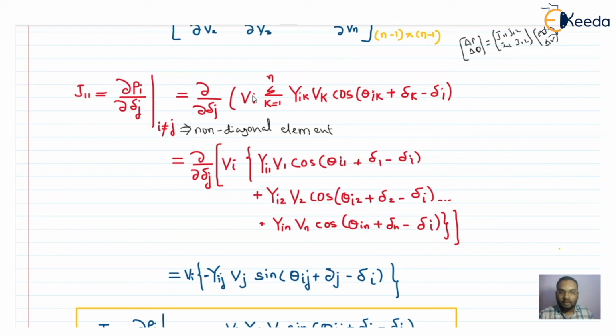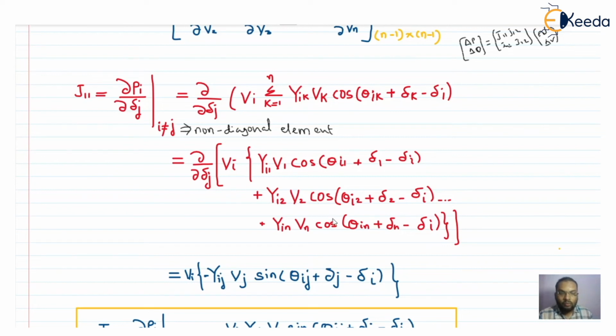From that, Pi can be written as Vi summation k going from 1 to n, Yik Vk cos of theta ik plus delta k minus delta i. Now let me expand this summation, keeping this Vi as common. First term, let's say k is equal to 1: Yi1 V1 cos of theta i1 plus delta 1 minus delta i. This way when k is equal to 2.